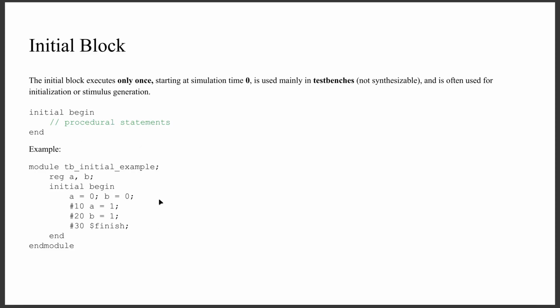So for example, in module TB initial example, we declare some registers A, B, and then initial begin, A is equal to 0, B is equal to 1. And after 10 time steps, A is equal to 1. After another 10 time steps, B is equal to 1, and after another 10 time steps, we finish.